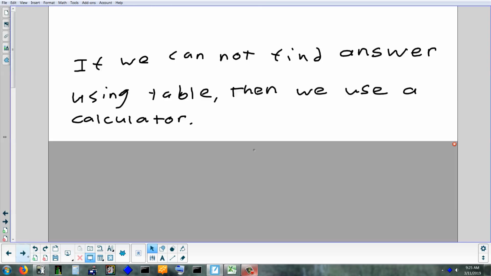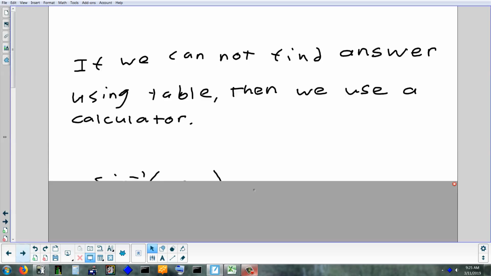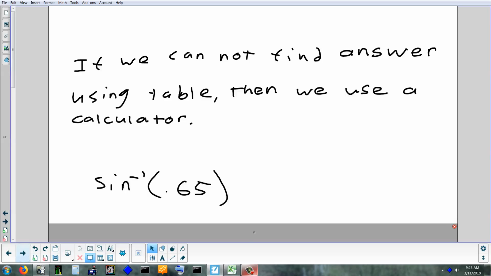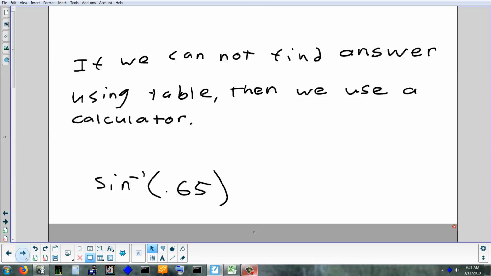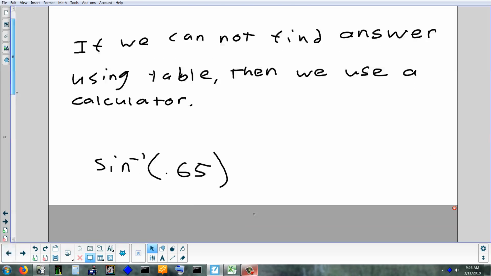Okay, so that's how you can use the chart. So now, if you can't find the answer using that table, then we're going to use the calculator. Like 0.65. Inverse sine of 0.65. If I go back and I look at my table, is 0.65 in the table anywhere? No. I mean, you got 0.5, you got 1, negative 1, a half. 0.65 is not in the table. So, we're going to use a calculator.